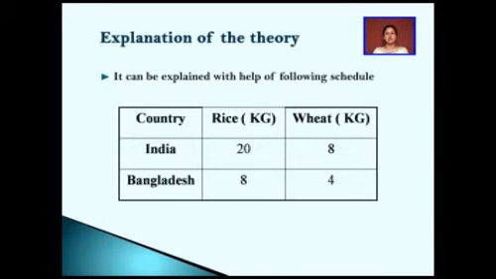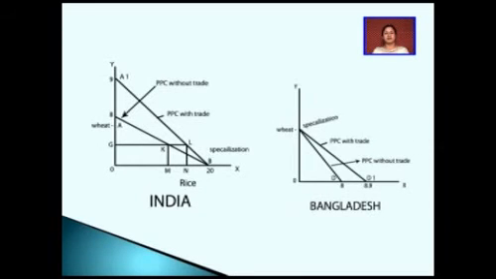Like India is producing 20 kgs of rice and 8 kgs of wheat with the units of labor. Same is with Bangladesh. Bangladesh is in a position to produce 8 kgs of rice and 4 kgs of wheat. From these possibilities, we can make out that India is more efficient than Bangladesh in the production of both. India is capable to produce both rice as well as wheat. Next, on the basis of these production possibilities, we can easily draw the production possibility curve for India and Bangladesh. Look into the pictures in front of your screen.